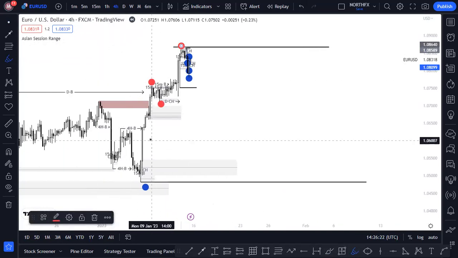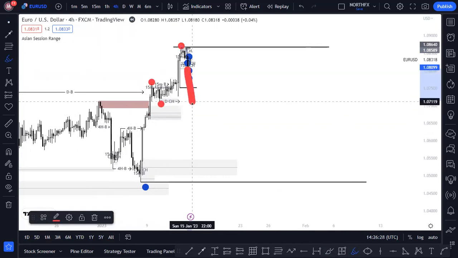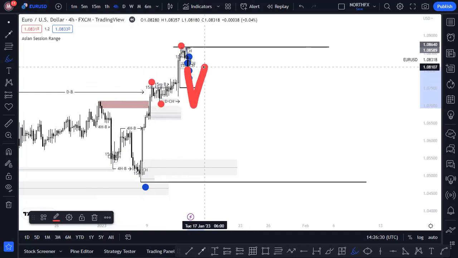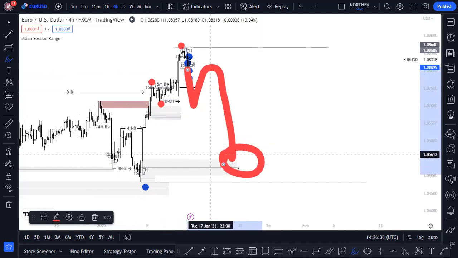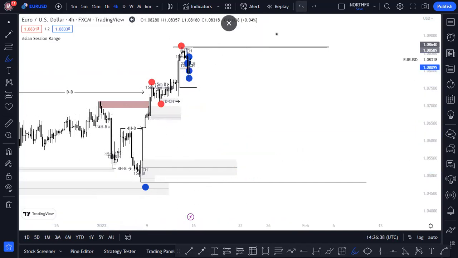So for me to be very clear that this daily is going to pull back, I want to see a 4 hour break of structure, a pullback, shorts, and then look to take profit at this zone. Of course, I'm going to take my partials on our way back down to this demand zone right here.